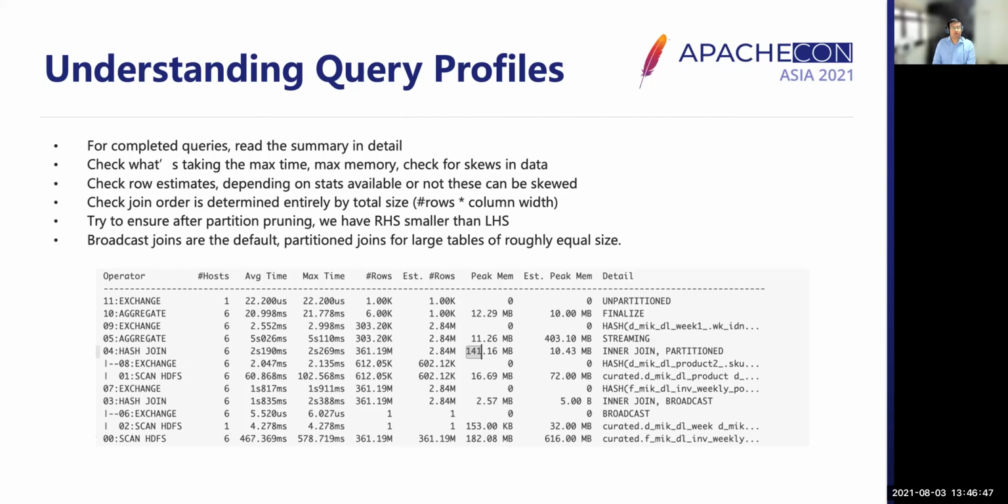You can also check whether join orders are correct or not. You check whether partitions are correctly pruned or not, and whether the right hand side is smaller than the left hand side or not. If you look at some of the information over here, you see the join type, whether it's a hash join or a broadcast join. You'll also see how many partitions are scanned for a particular table.